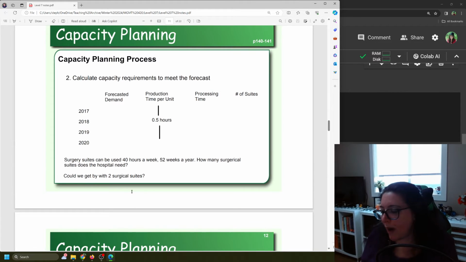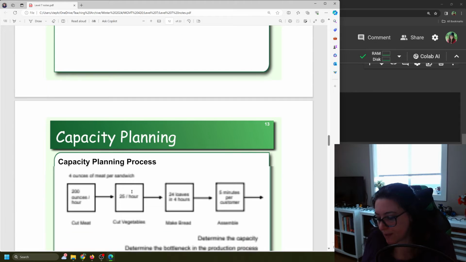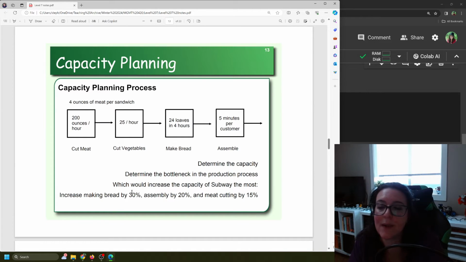So let's look at one where there are multiple steps in the production process. Let's suppose you are a Subway sandwich shop and you are doing some capacity planning. In order for you to make a sandwich, we need to cut the meat. We need to cut some vegetables. We need to make some bread. And when the customer comes in, we need to assemble it as they order it. So here we have multiple stages in the production process. The key point here is that the bottleneck in our production process limits our capacity. What we want to consider here is what our capacity is based on this process and what changes we could make to increase the capacity.